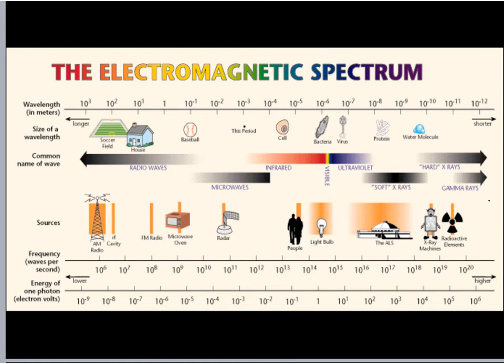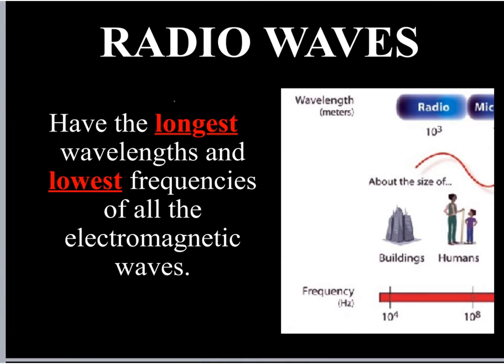Let's quickly go through a couple of types of electromagnetic waves. Radio waves have massive wavelengths and the lowest frequencies. They can get up to the size of a building. These radio waves are what you listen to when you listen to the radio. If you listen to FM radio, that's frequency that they change. AM radio, that's amplitude.